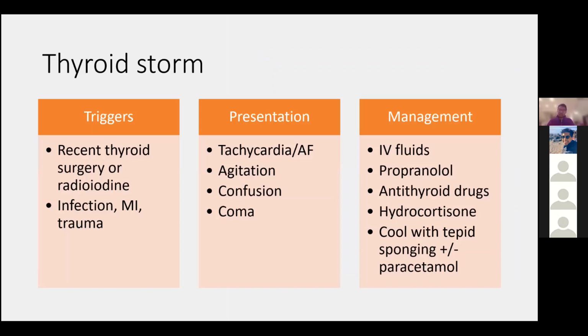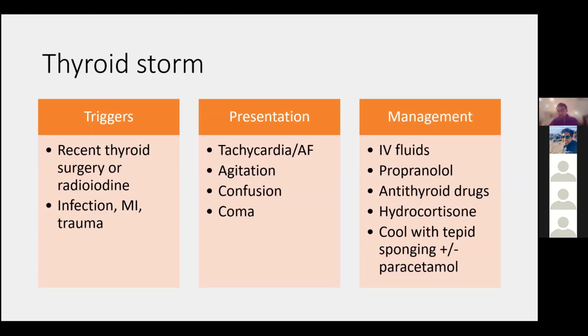And like with hypothyroidism, where you have myxedema coma, with hyperthyroidism, you can get thyroid storm. So again, usually these patients have a triggering event, and this is usually a more acute event. So they may have an infection, a recent MI or trauma, or they may have had a recent thyroid operation or radioiodine administered, and they're often extremely tachycardic or in AF, agitated, confused, and they can end up in a coma. So how do you treat this?